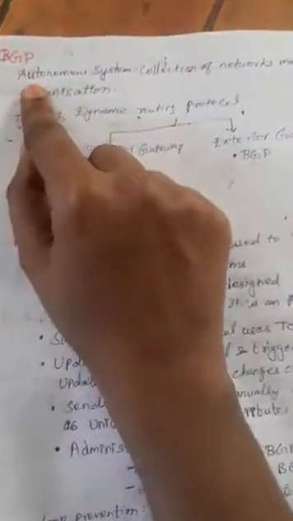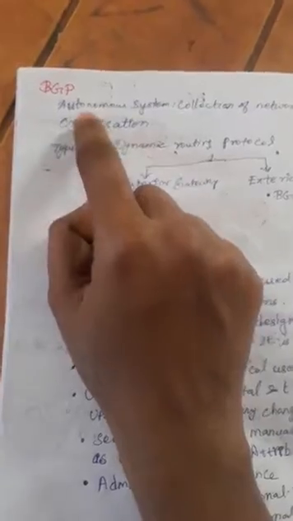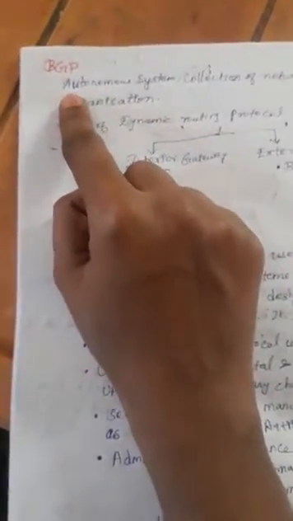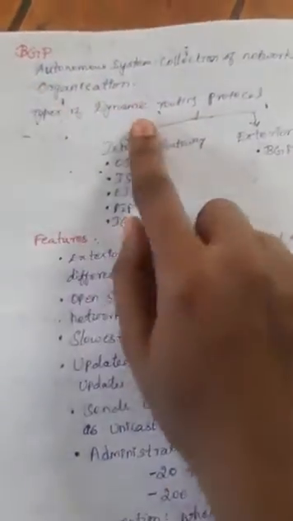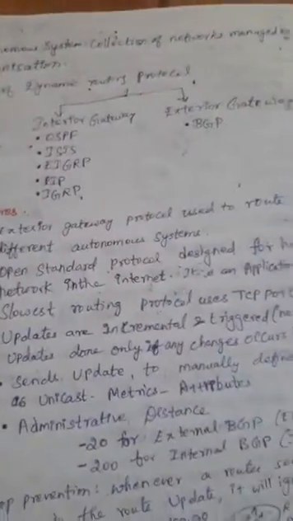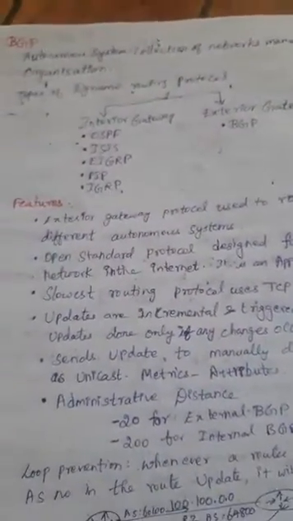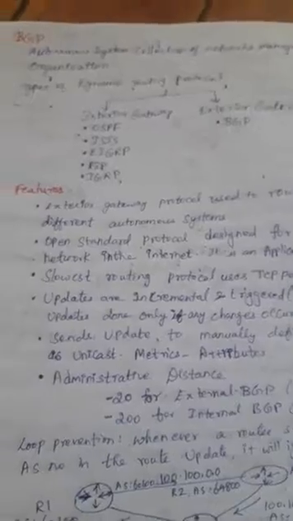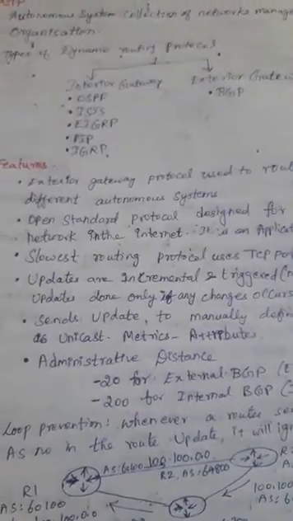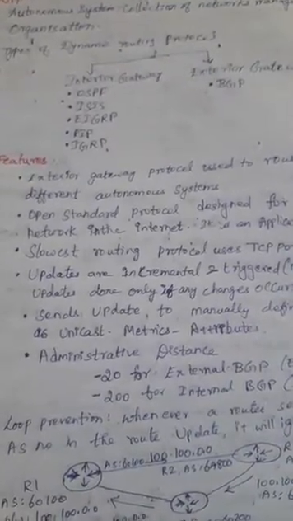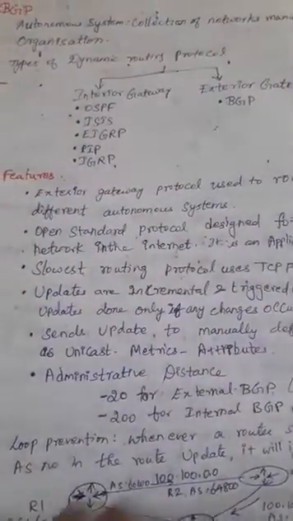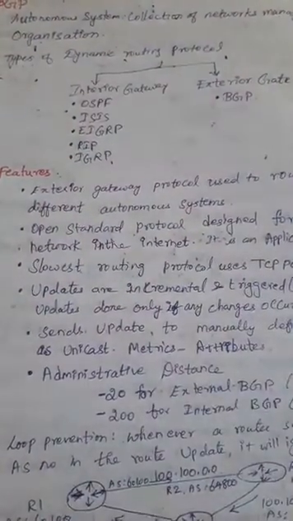Border Gateway Protocol. First we have to know about the autonomous system before going to Border Gateway Protocol. An autonomous system is nothing but a collection of networks managed under a single administration. There are two types of dynamic routing protocol: interior gateway protocol and exterior gateway protocol.